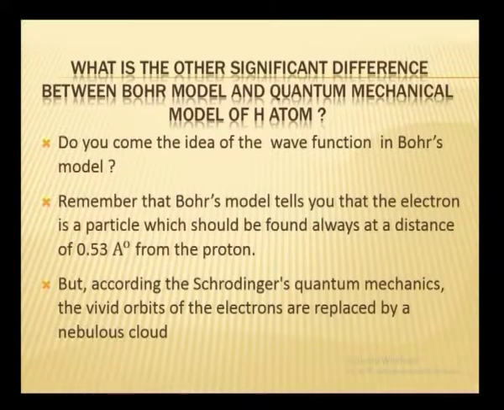Now, what is the other significant difference between the Bohr atom model and the quantum mechanical model of the hydrogen atom? After all, the eigenvalues which are obtained are the same in both cases. Then what is the significant difference? Do you talk of the wave function in the hydrogen atom model? According to Bohr, in the Bohr atom model, you do not talk of the wave function. Do you come across the idea of wave function in Bohr's model?